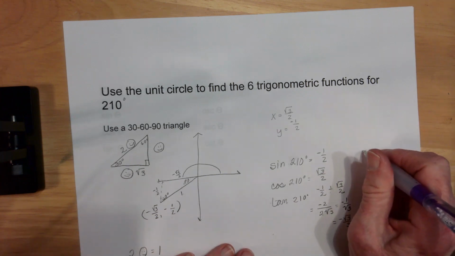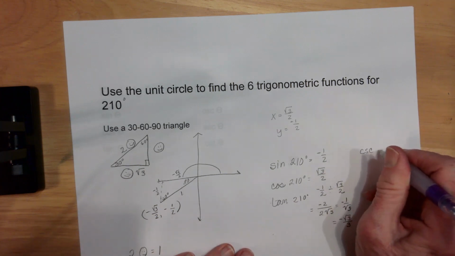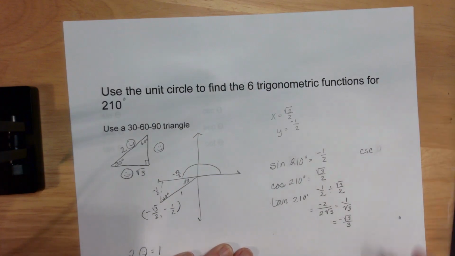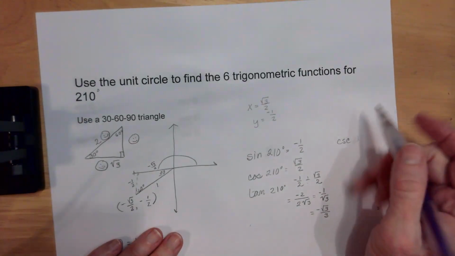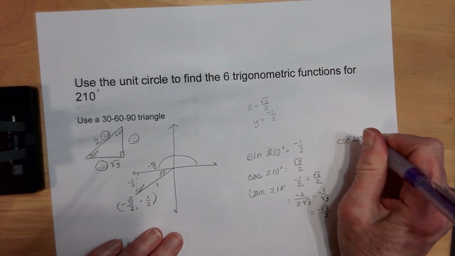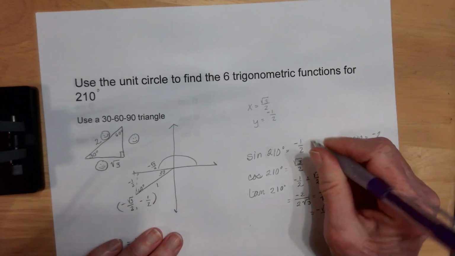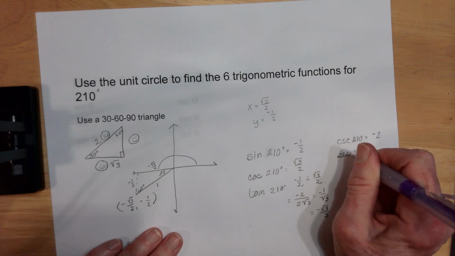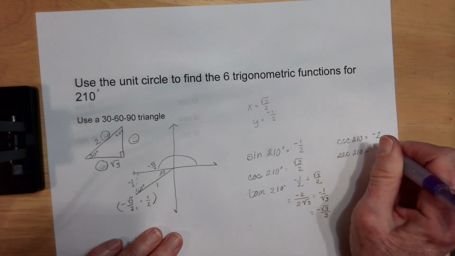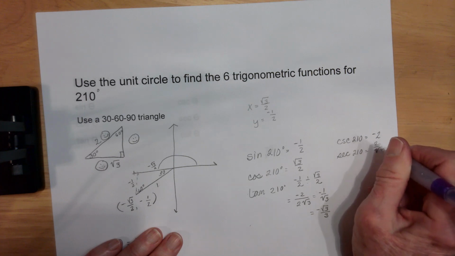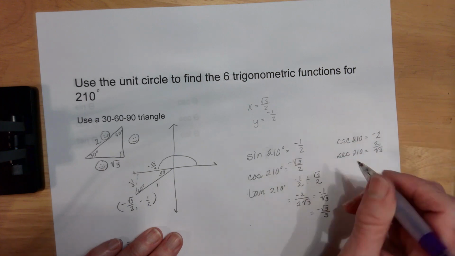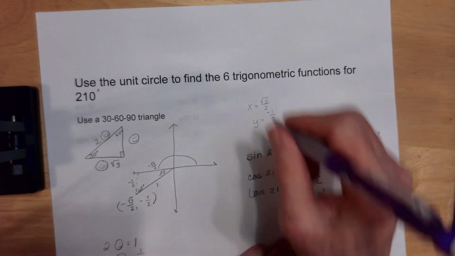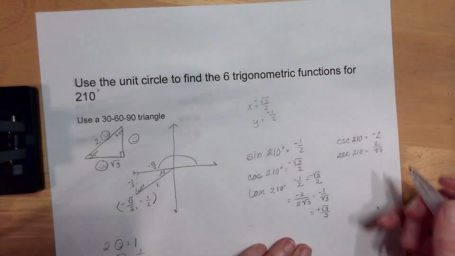Now, when I reverse them, the cosecant of 210 is going to be a negative 2, because I'm flipping that. The secant at 210 is going to be 2 over the square root of 3, and it should be negative here, which means that's positive, because they're both negative. I don't know why I didn't put that other on there.